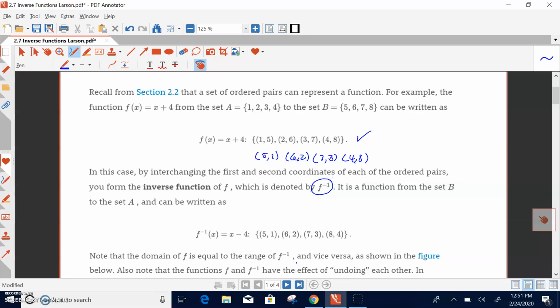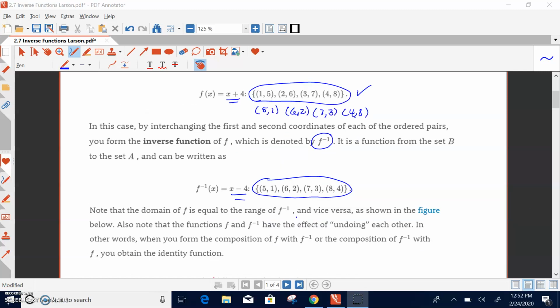So the inverse function of x plus 4, which gave us this set of ordered pairs, the inverse of that will be x minus 4, that gives us this set of ordered pairs. That would be our inverse function, and it maps the y to the x.